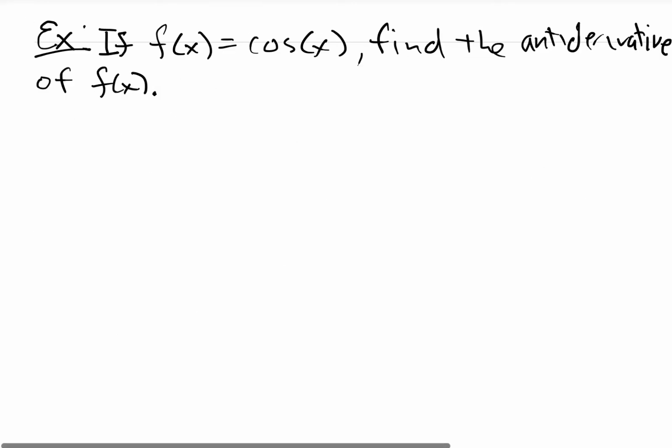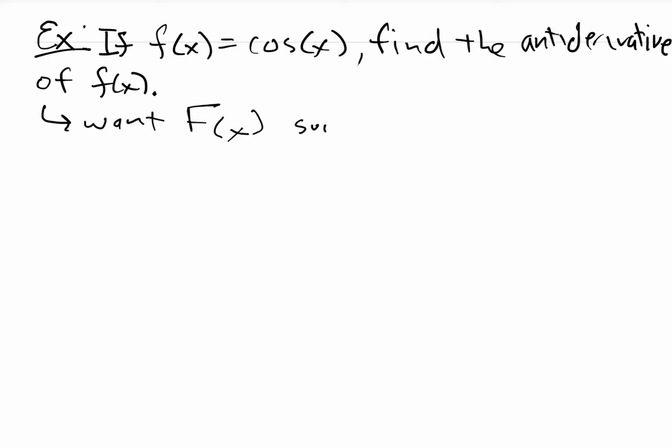Let's see if we can click over to the next slide here. If little f is cosine of x, find the antiderivative of little f of x, right? So basically what we want is a capital F of x such that capital F prime looks like little f. So really the question I'm asking is, what function did I have to differentiate to get little f equals cosine of x? Now, if you're comfortable enough with your derivative rules, the function that you take a derivative of to get cosine is the sine function.